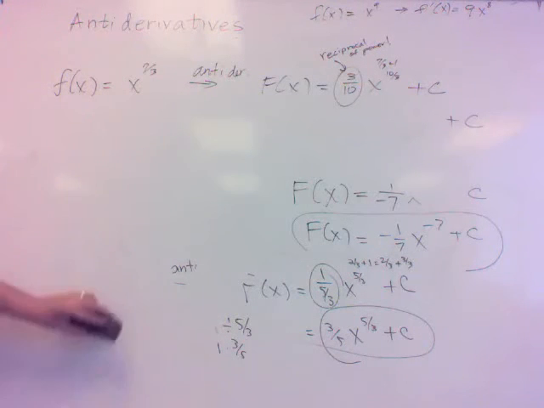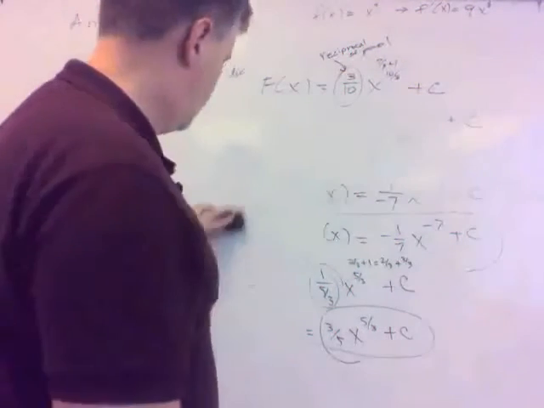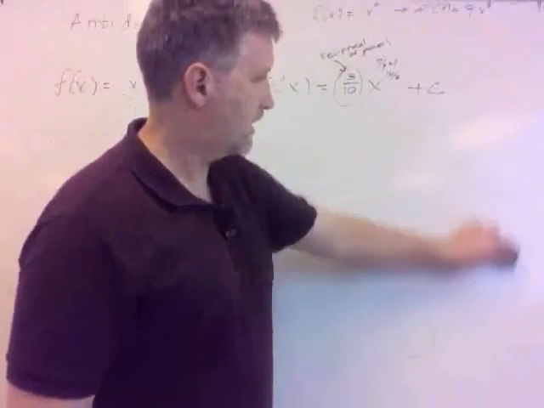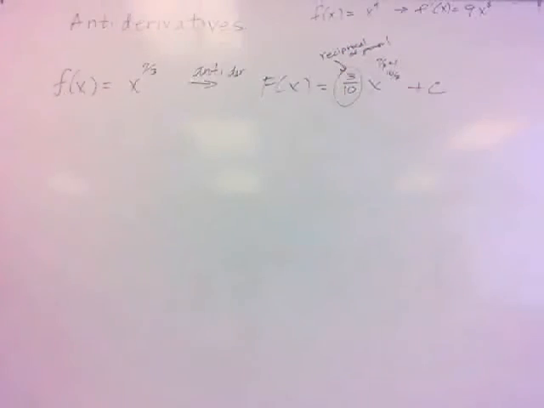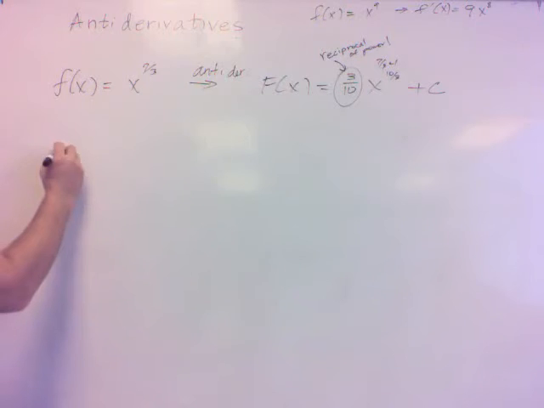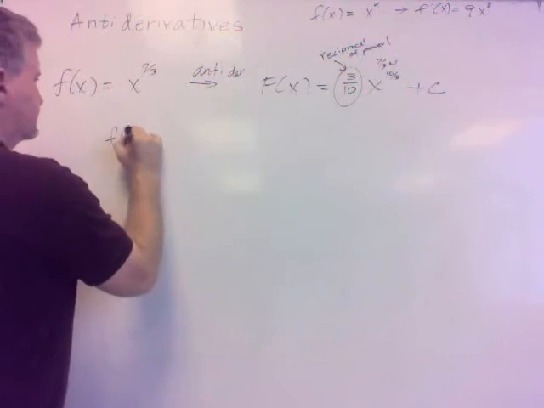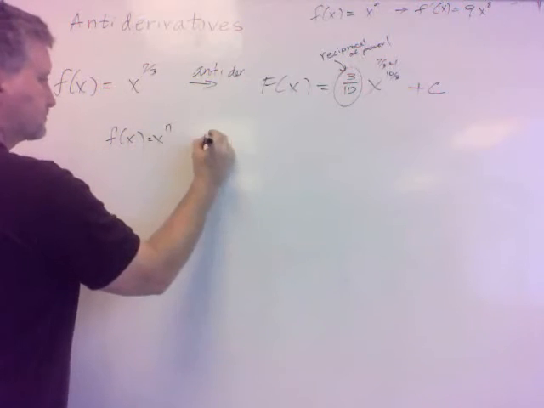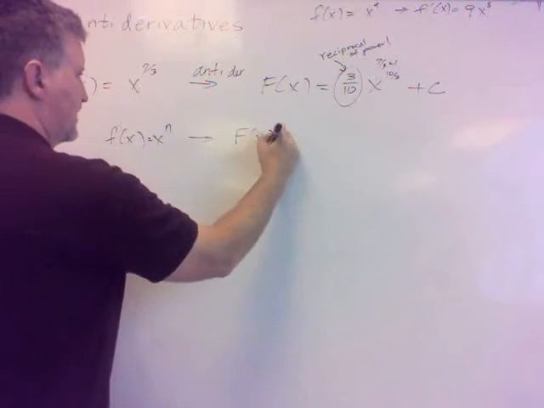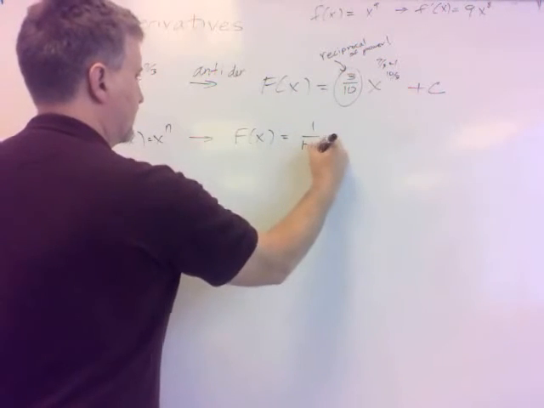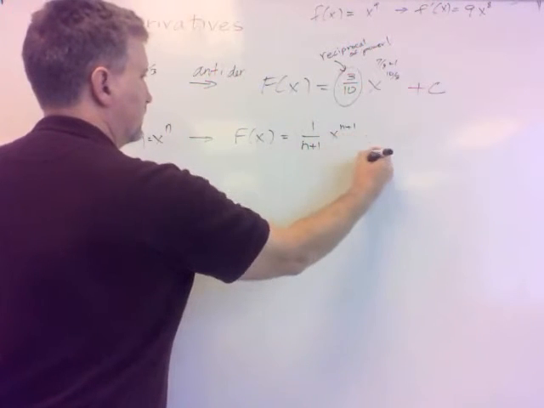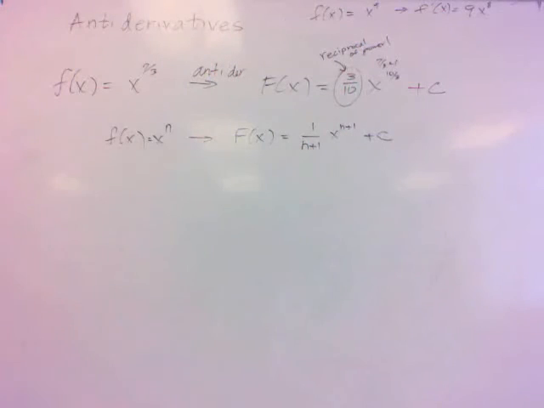Now, I should have talked about it maybe earlier, but there is one exception. And it comes in this power rule. Let's see, what was it? F of x equals x to the n. That is big F of x antiderivative, 1 over n plus 1, x to the n plus 1, plus c. There's one exception. Does anybody know it? Anybody see it?